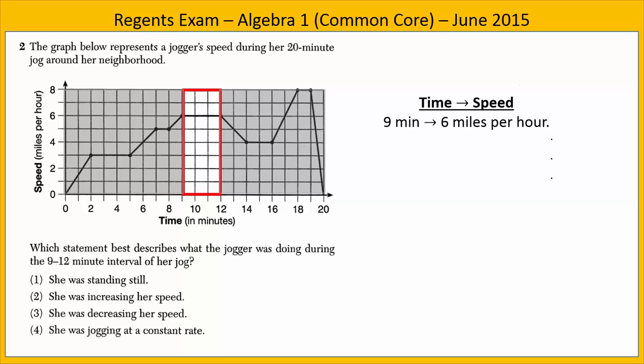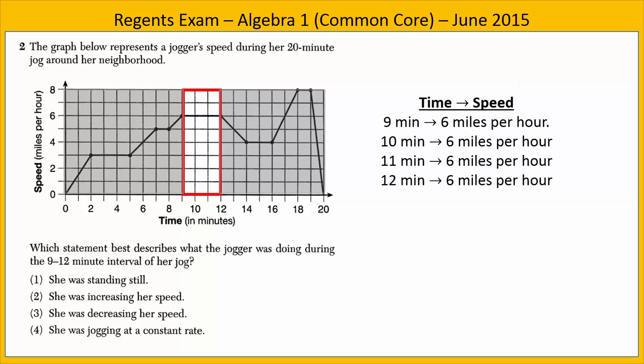9 minutes in, she was running at a rate of 6 miles per hour. 10 minutes in, she was running at a rate of 6 miles per hour. 11 minutes in, the output is, again, 6 miles per hour. 12 minutes, again, 6 miles per hour. So it looks like from 9 to 12 minutes, during each of those times, she was running at a rate of 6 miles per hour. Let's look at the choices. Read carefully. Choice 4 is our answer. She was jogging at a constant rate.